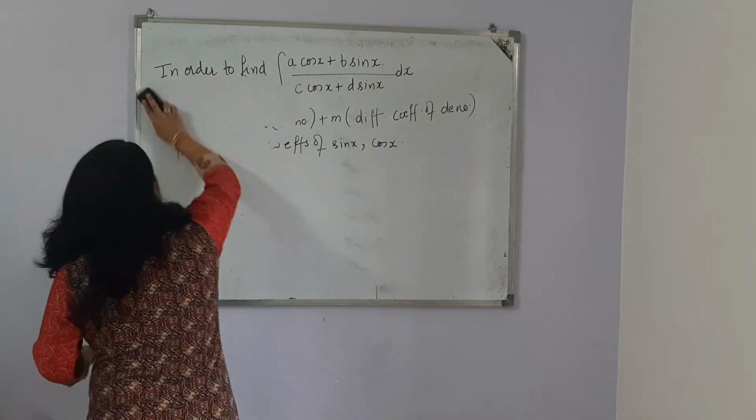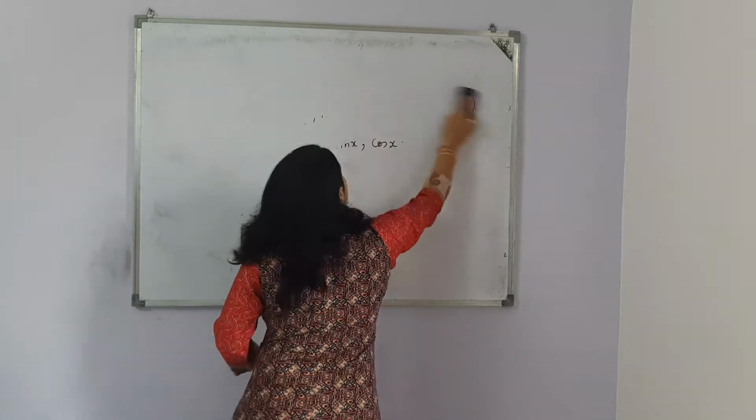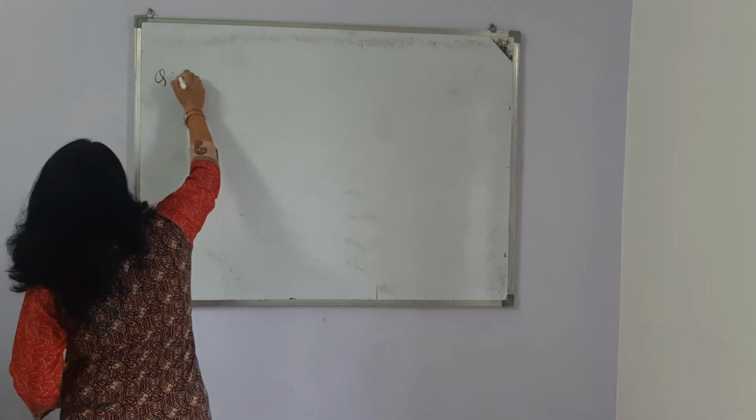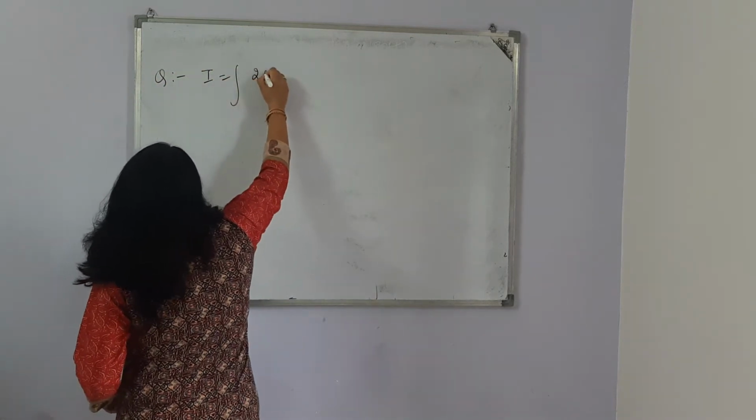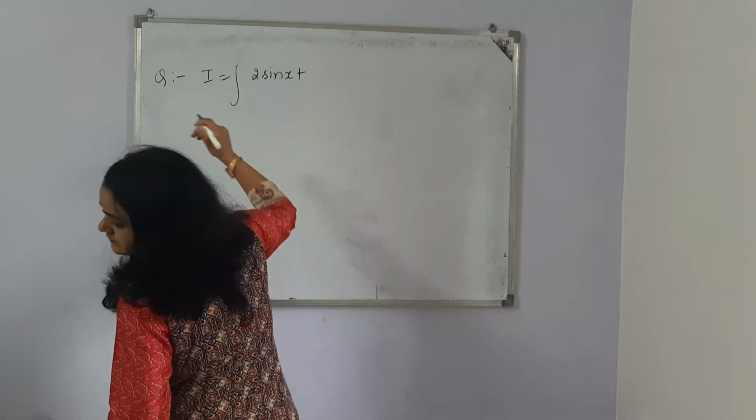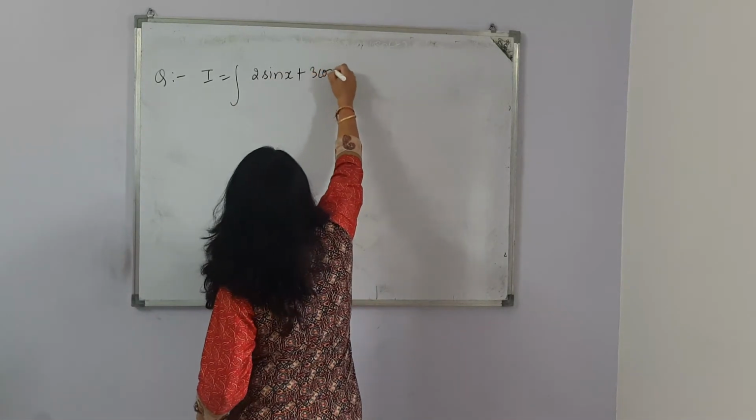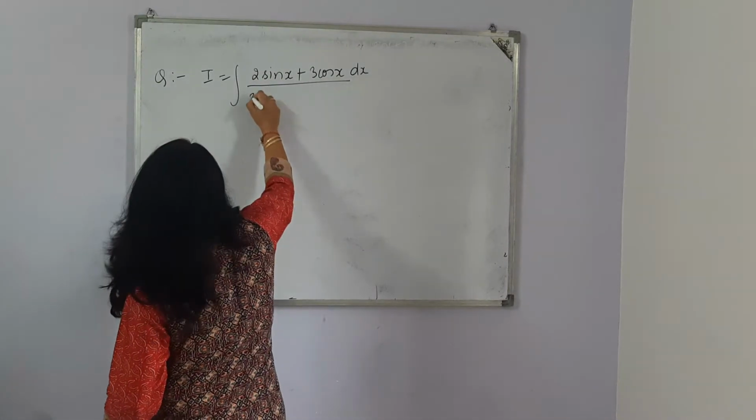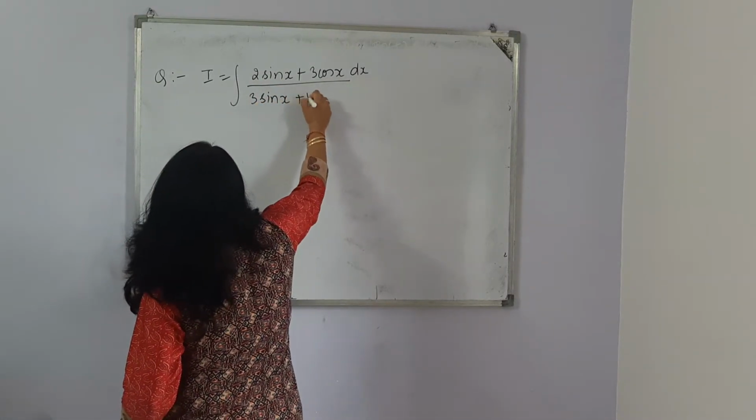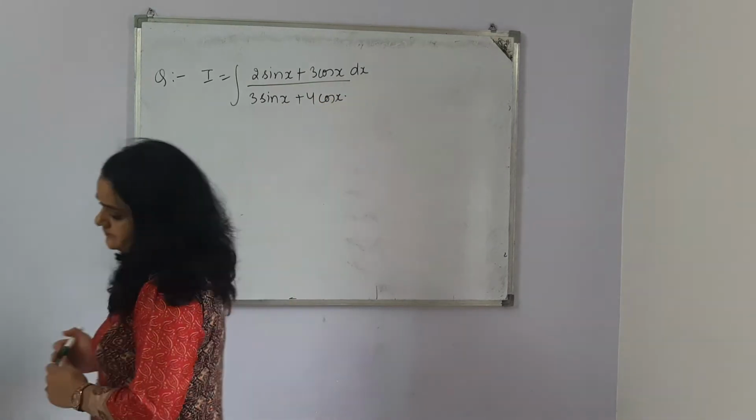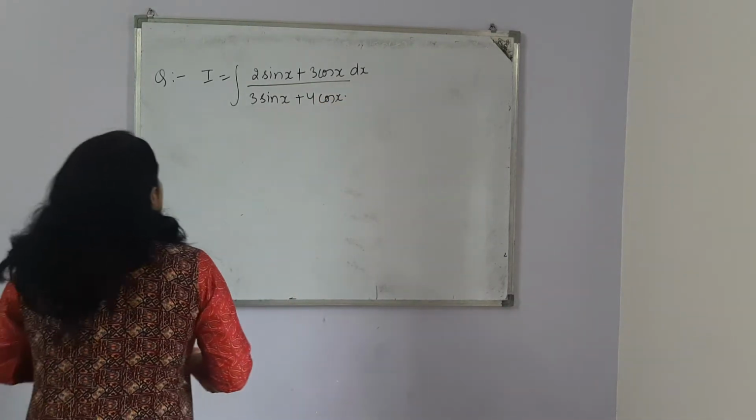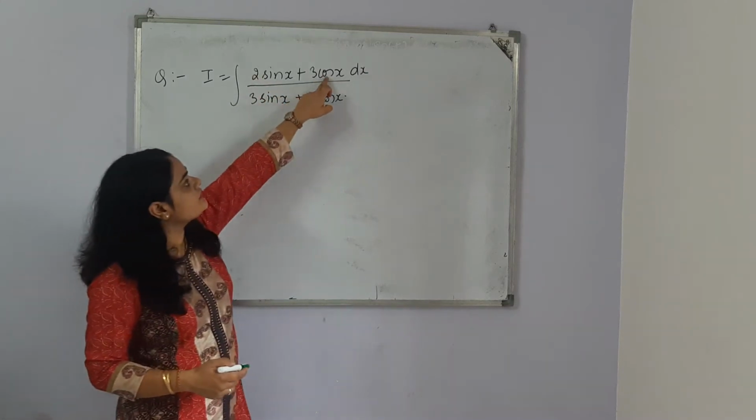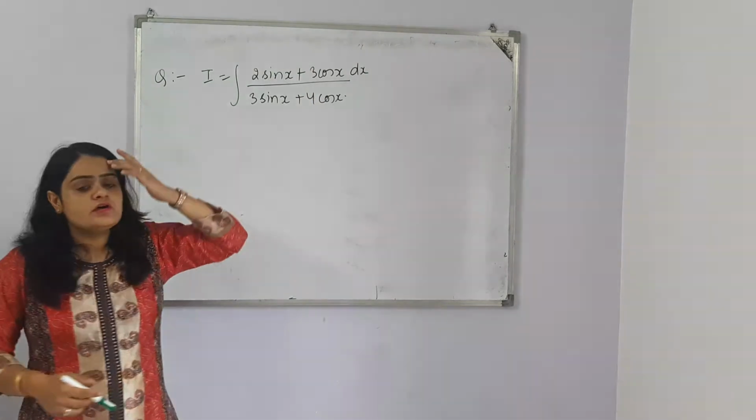So the question is the integral of (2 sin x + 3 cos x) dx whole upon (3 sin x + 4 cos x). Now what you are watching is that here the sin x coefficient is 2, here it is 3. Here the cos x coefficient is 3, here it is 4. So this is of the same type.